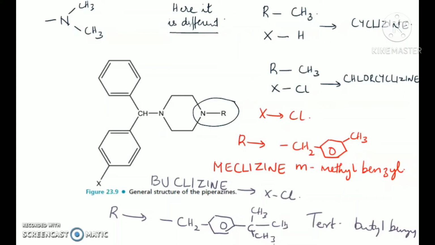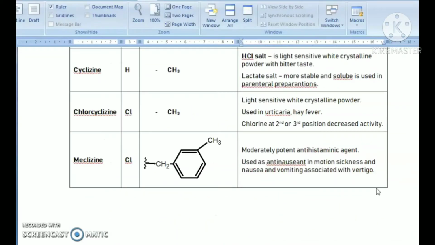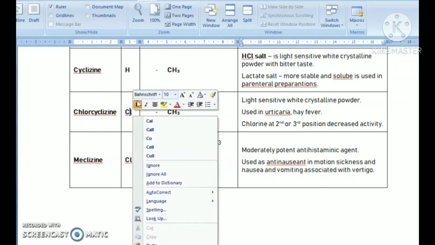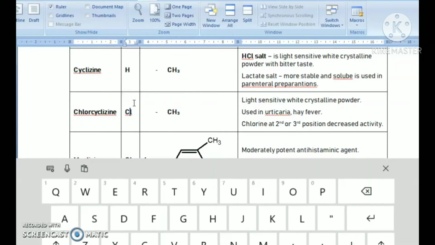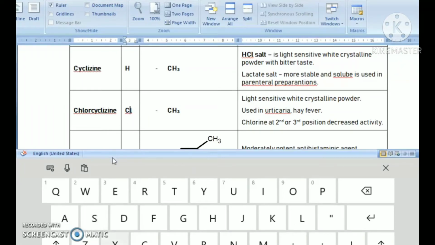We will see the important properties of these derivatives. Cyclizine and chlorcyclizine are used as hydrochloride salts, and they are light sensitive white crystalline powders with bitter taste. The lactate salt of cyclizine is more stable and soluble in aqueous medium, and so it is used in parenteral preparations. These two agents are used in allergic conditions like urticaria, hay fever, etc.